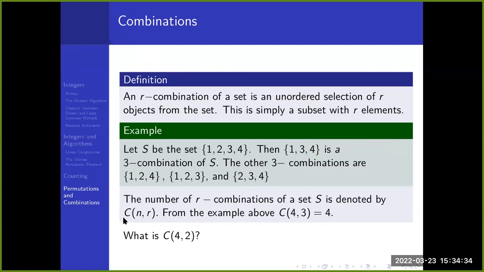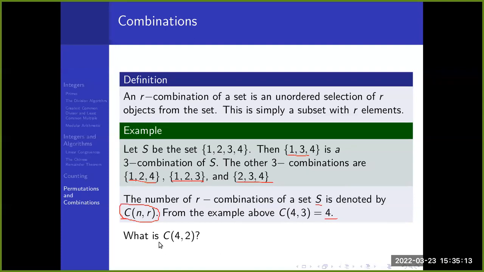So this is a notation we shall use. The number of R combinations of a set with n elements will be denoted by this. So n will be the number of elements in the set S. For example, the number of 3 combinations, as we saw earlier, we counted all of them. The number of 3 combinations from a set with 4 elements is precisely 4. We counted, there's this one, these are all the 4. There's no other subset with 3 elements that you can obtain.